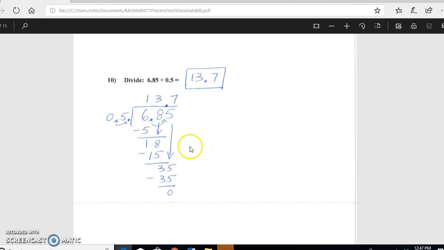And I'm dividing into the 35, the last digit to the right is the 5. And so I want to put that 7 above the 5, which means it's going to fall to the right of the decimal point. It's going to be in the tenths place. So my answer is going to be 13 7/10.